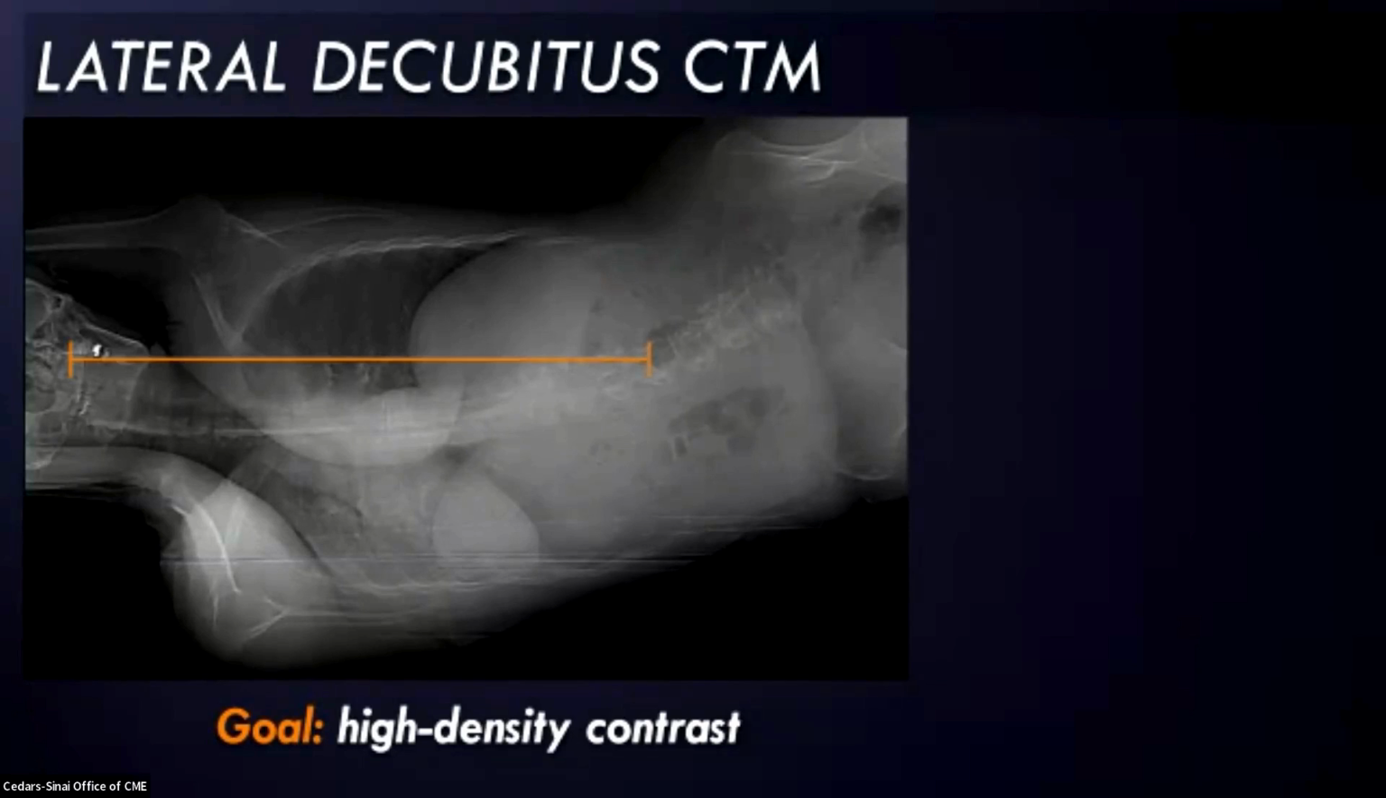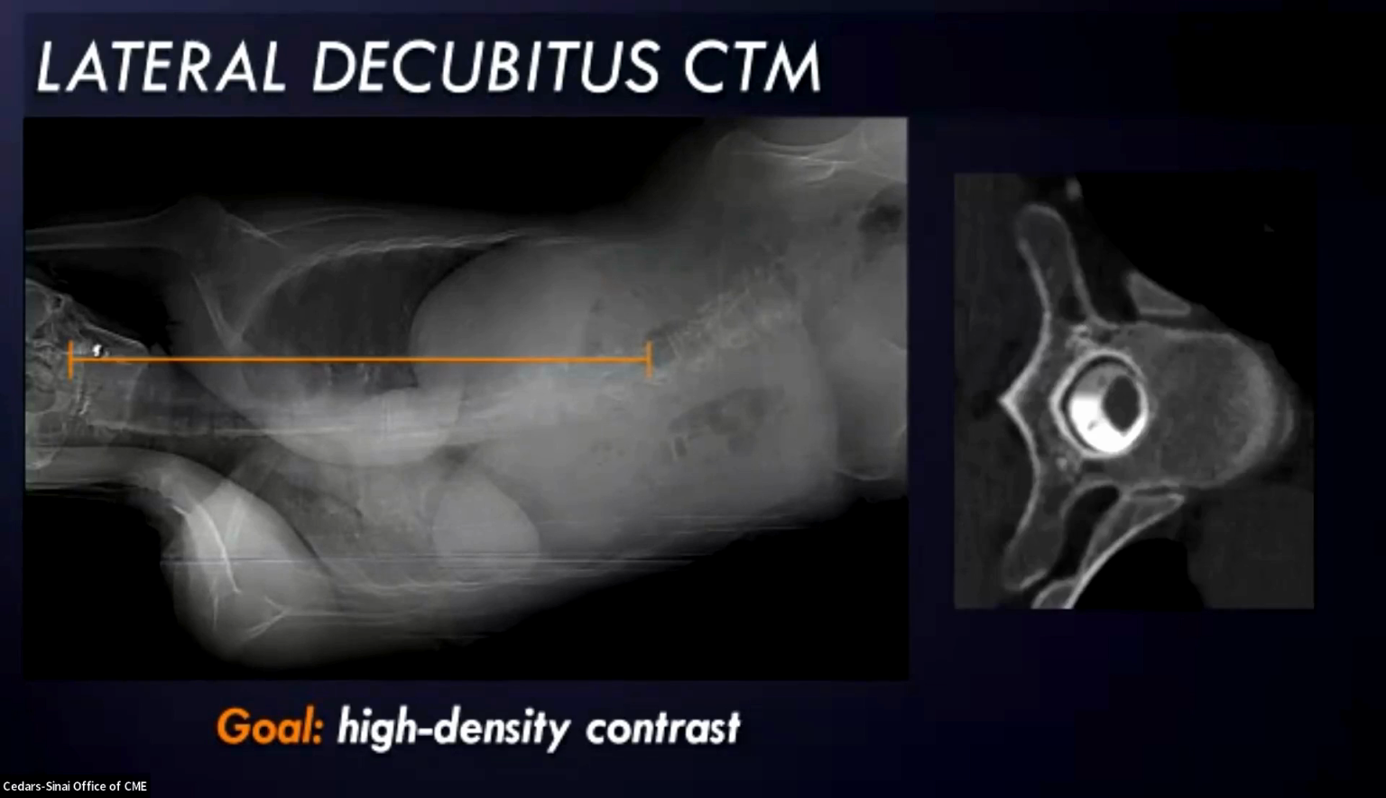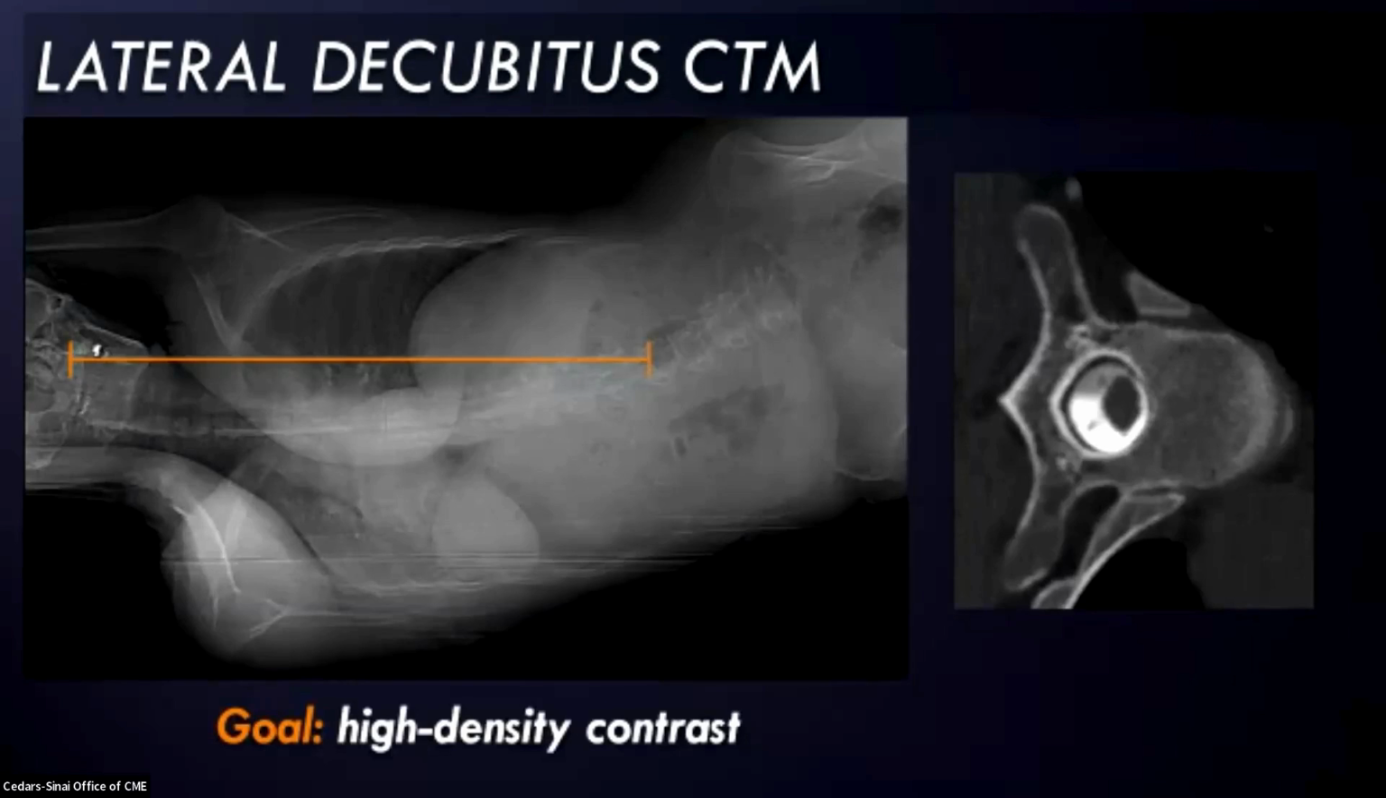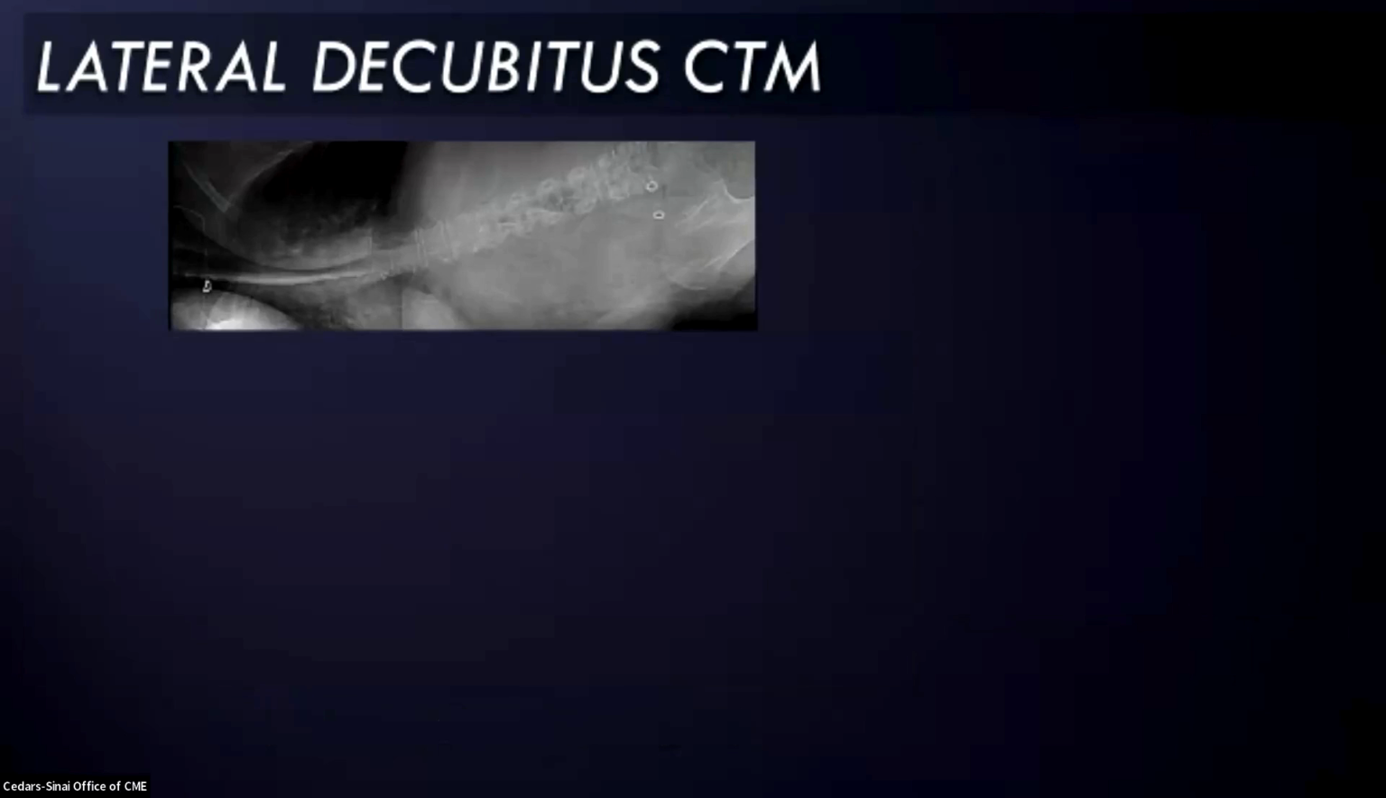And so in this particular case, I can look at this scout image on the CT scan and know that we're going to get a very good evaluation of this area that I'm showing in orange because I can see that the contrast is going to be very high density. And then you're going to get something that looks like this, where you get very high density contrast layering dependently in the thecal sac. One of the nice things about CT is that as long as you keep it out of the head, you can reposition the patient and move that contrast up and down at will.